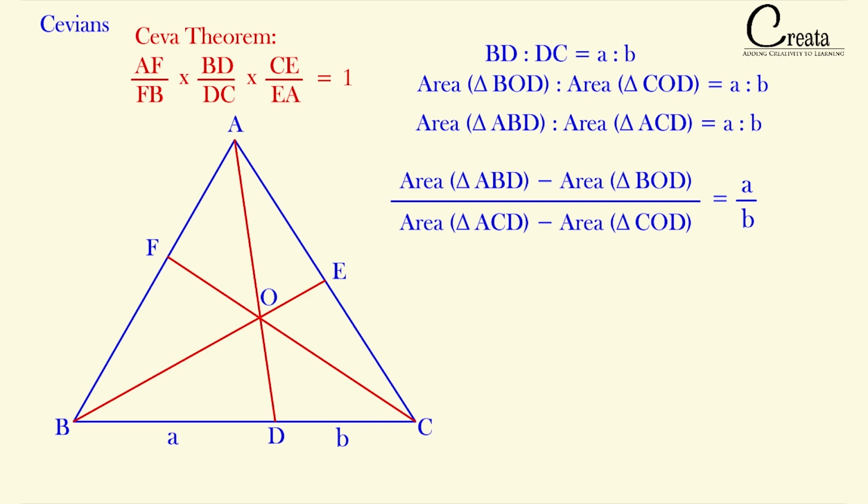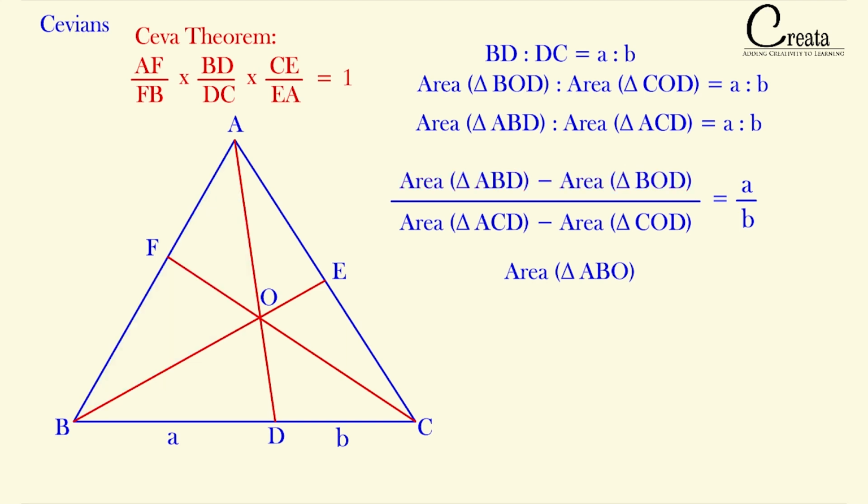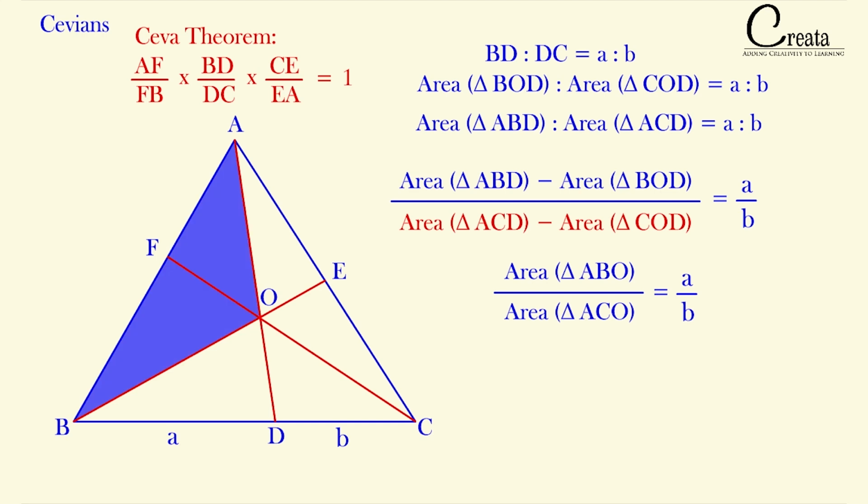Further, let's move to our equation. Here, can we write area of triangle ABD minus area of triangle BOD as area of this triangle, that is area of triangle ABO? Similarly, can we write area of triangle ACD minus area of triangle COD as area of triangle ACO? So, we got area of triangle ABO upon area of triangle ACO is equal to A by B. Got it? This result is very important.